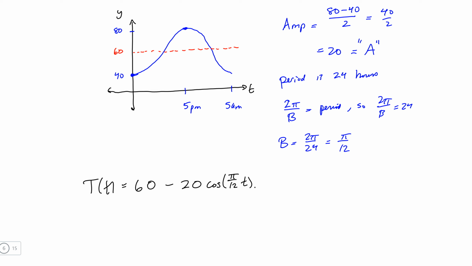Okay, so just notice, for instance, if we put t equals 0 in, cosine of 0 is 1, so we get 60 minus 20, which is 40, which is what we're looking for. Okay, and notice this is 12 hours here. So that would correspond to t equals 12, which is cosine of pi, which is -1. So this would be 60 plus 20, which would be 80. So it looks like our graph is fitting pretty good, as it should.